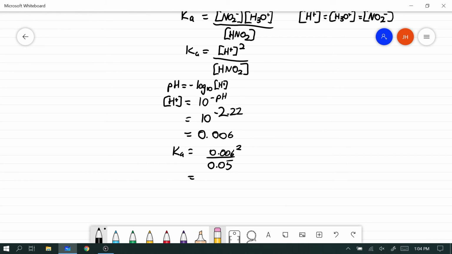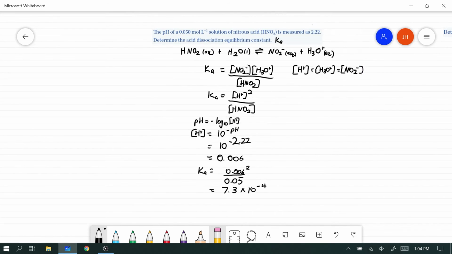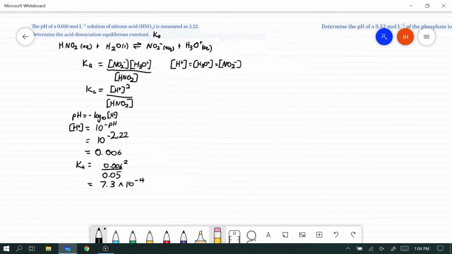That is equal to 7.3 times 10 to the negative 4. We're going to be rolling with two significant figures. That matches the number of significant figures in the concentration for nitrous acid.